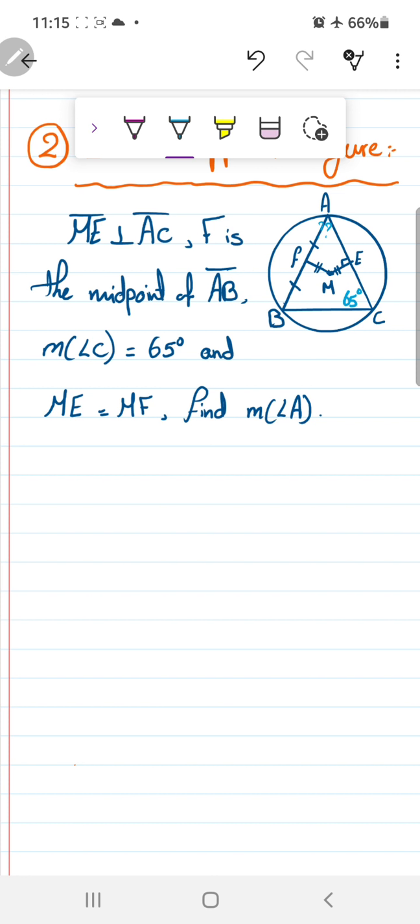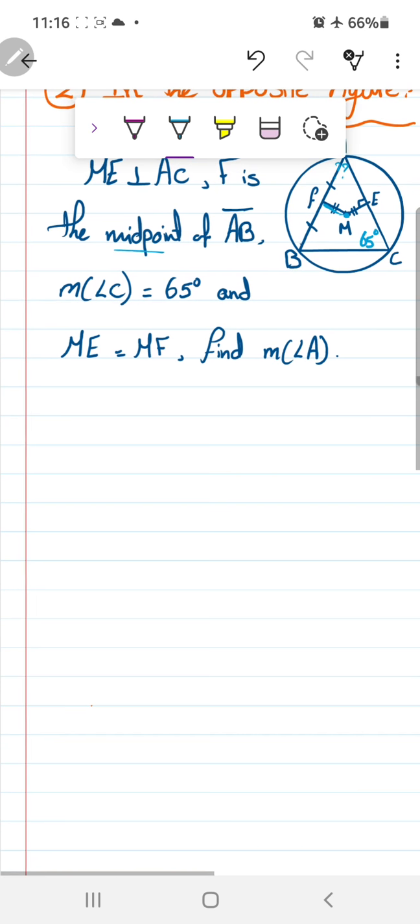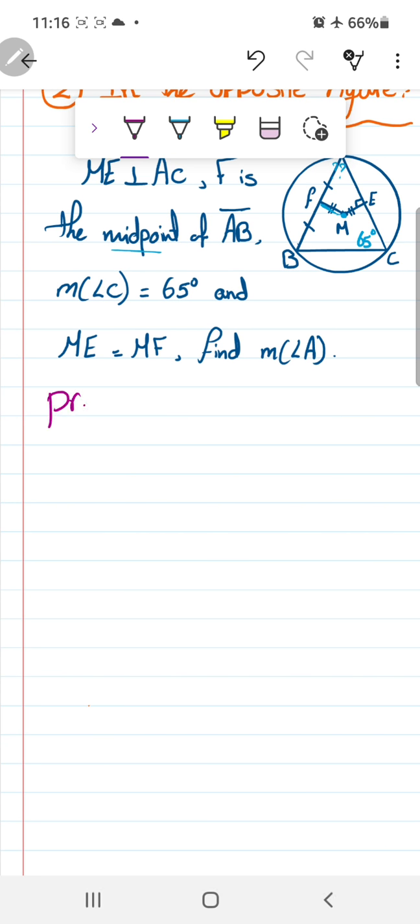As we said, every given, we get the result from every given in the example. First, we have here, F is the midpoint, and MF passing through the center. Midpoint means bisect, so bisect passing through the center. So the third one is perpendicular. Okay, right. Here we have the proof.